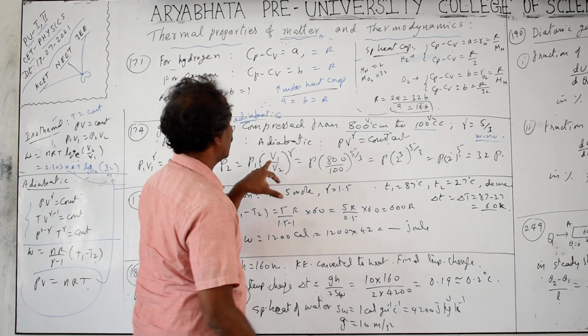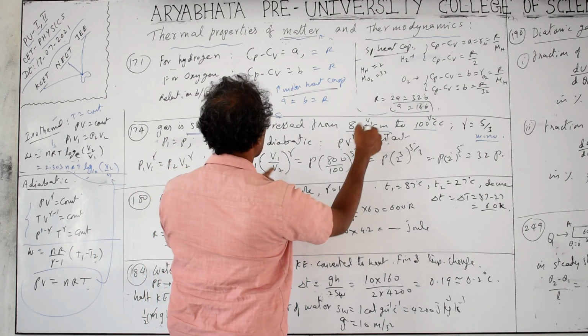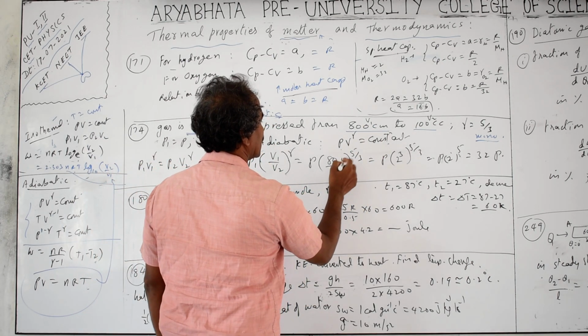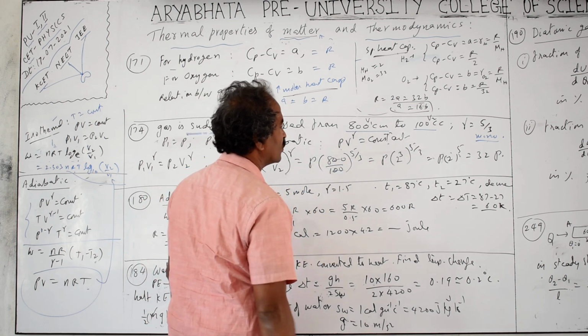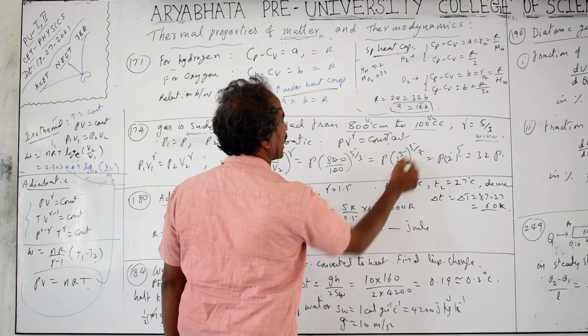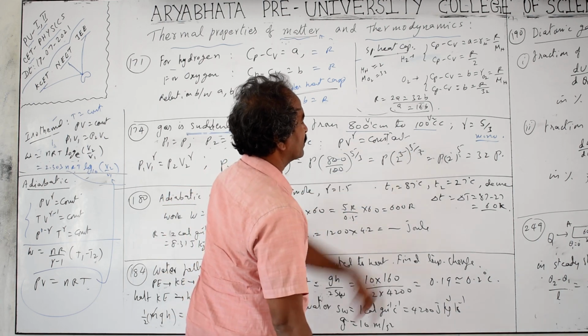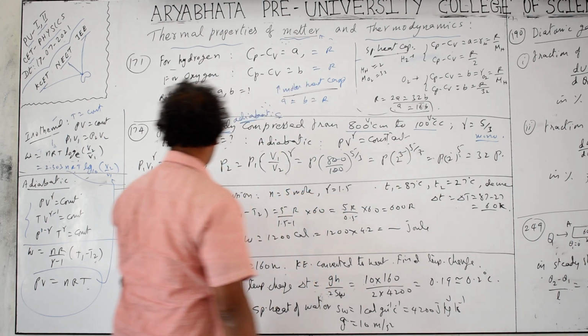P1 is P, V1 the initial volume is 800 and compressed to 100 cc final volume, to the power of gamma, gamma is 5 by 3. The zeros cancel, 8 can be written as 2 cube and power 3 cancels. 2 to the power of 5 is 32 into P. You will get the answer.